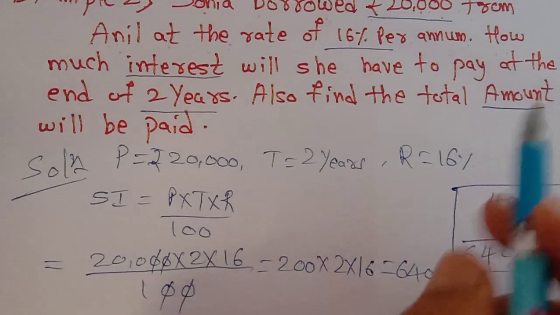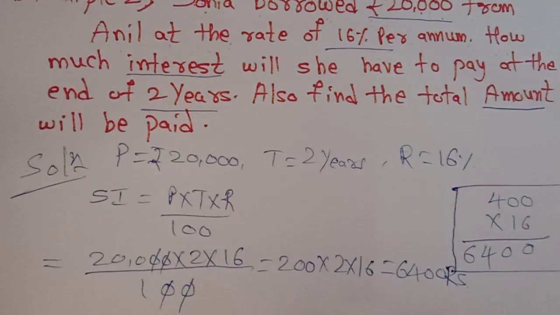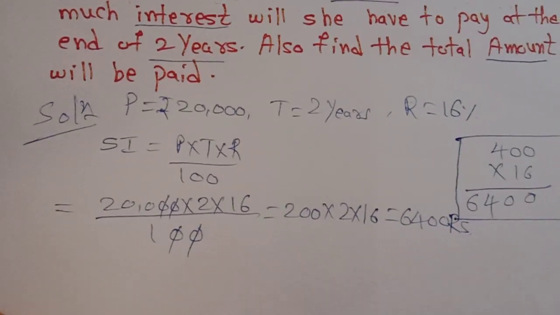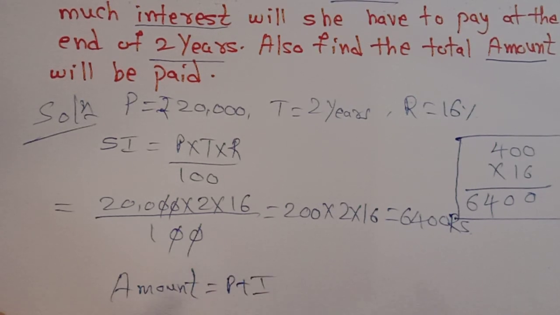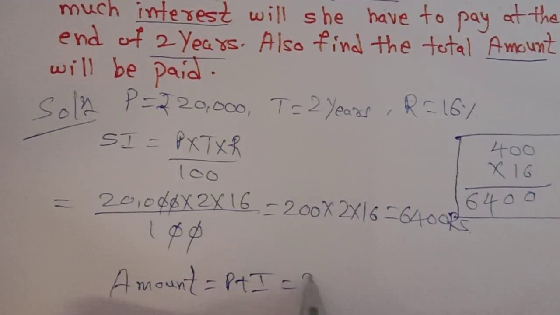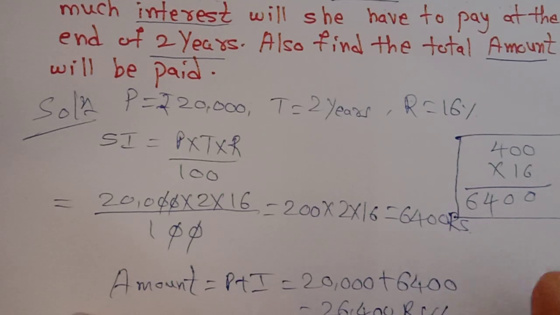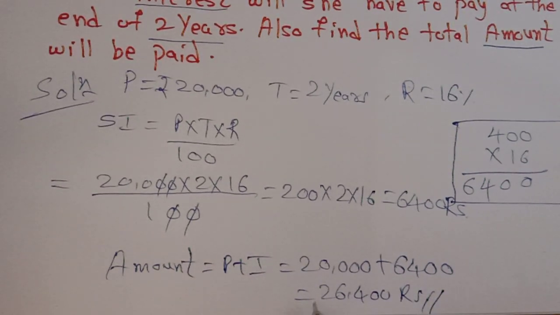So again, what do we have to find out? We have to find out the amount. So let's see how to find the amount. So students, amount is equal to P plus I, or simple interest. Anything you can do. 20,000 plus 6,400. So we will get here 26,400 rupees as amount. Here 26,400 is the amount. Okay, students, this is how to find out the amount.